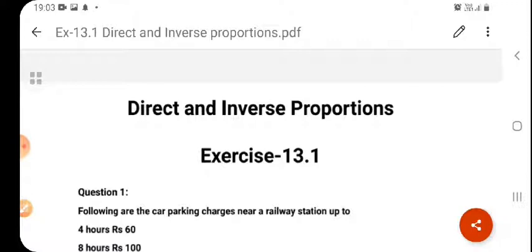Chapter 13 is direct and inverse proportions. Okay, so in this chapter we have to find out the direct and inverse proportions.